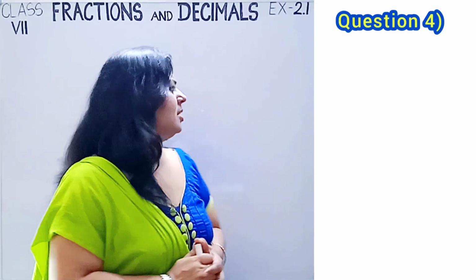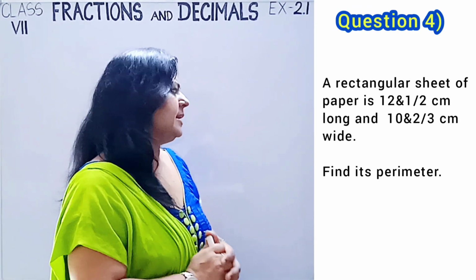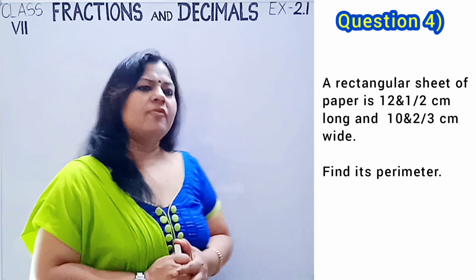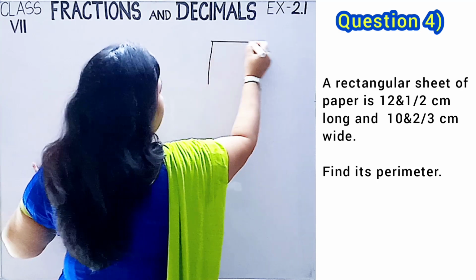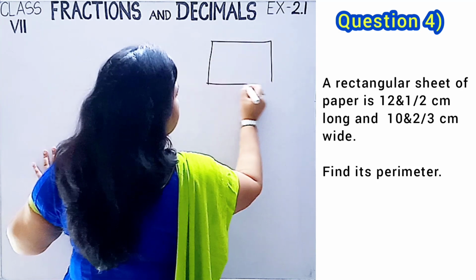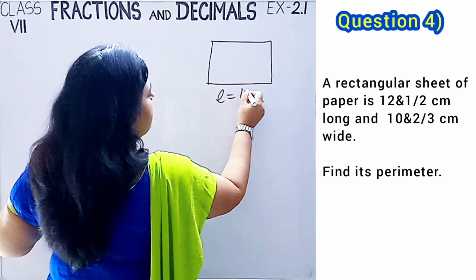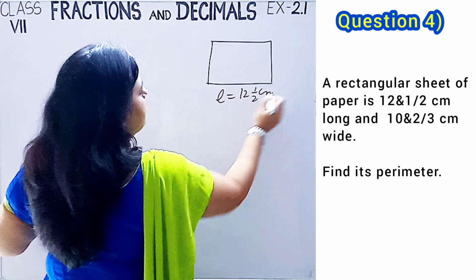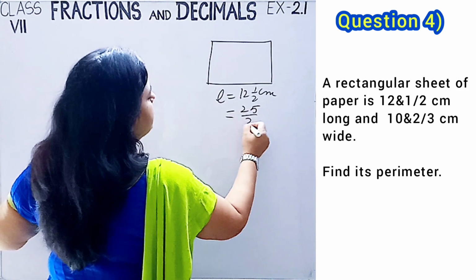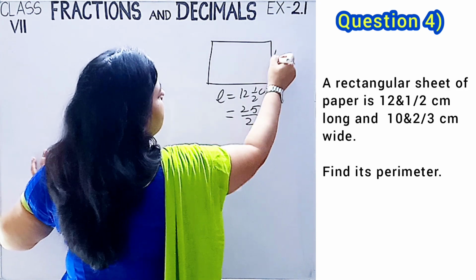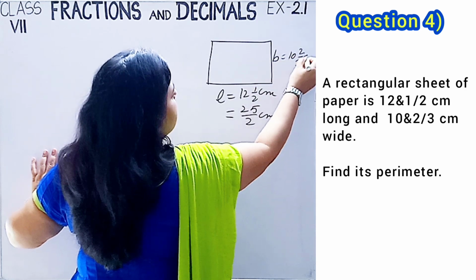Question number 4. A rectangular sheet of paper is 12 and 1 by 2 cm long and 10 and 2 by 3 cm wide. Find its perimeter. In this question, we have to find out the perimeter of the rectangular sheet. So L is 12 and 1 by 2 cm. Changing into an improper fraction, we get 25 upon 2 cm. This is B. B is given 10 and 2 by 3 cm.